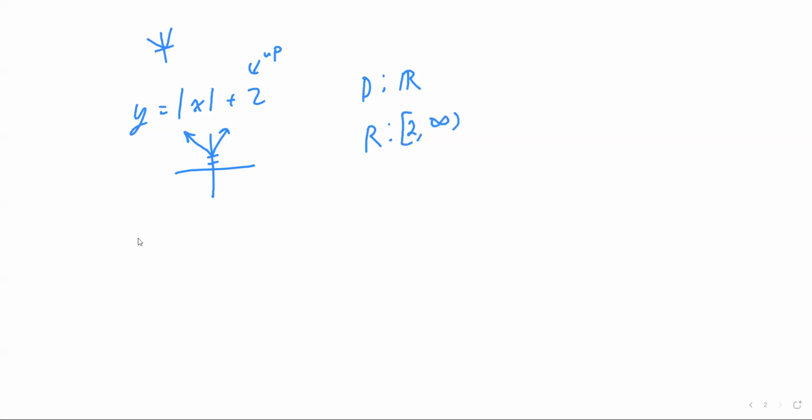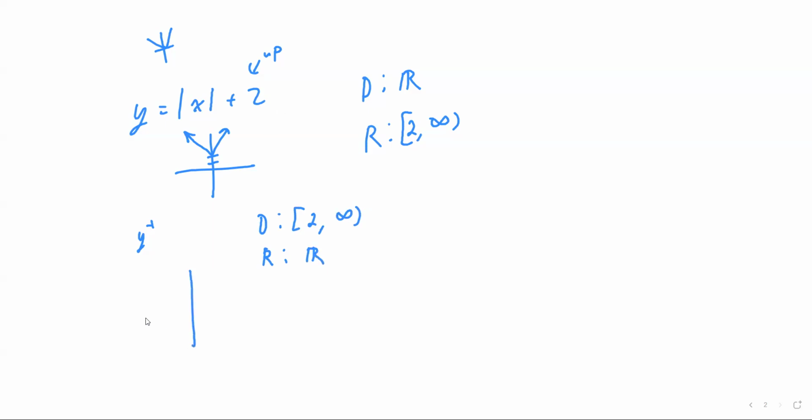So when we talk about the inverse, the question doesn't ask us to find the inverse yet, so I don't want to get too far ahead on a question that's pretty easy on the homework. But all we have to do is switch the domain and range. So my domain will now be 2 to infinity, and my range will now be all real numbers.